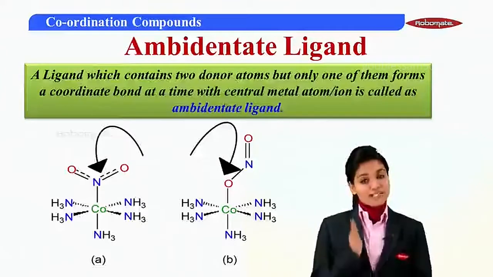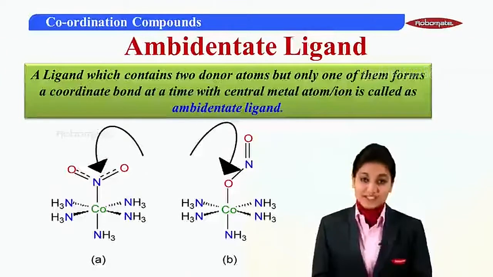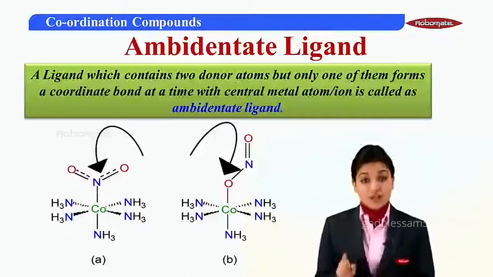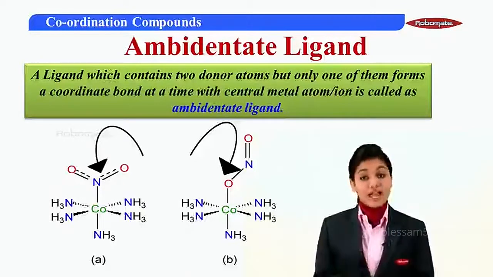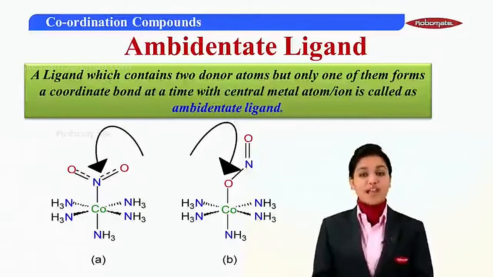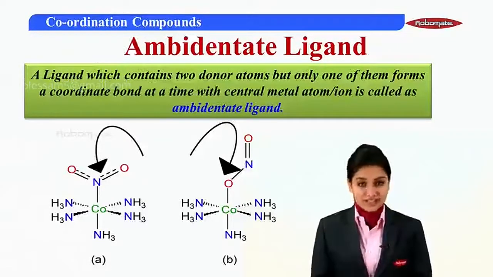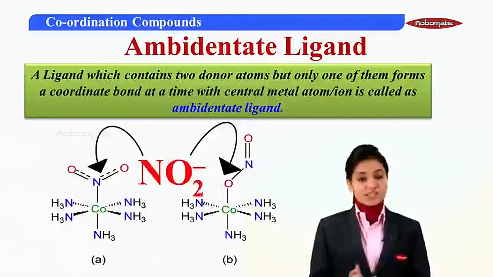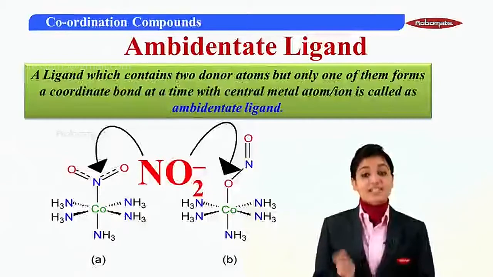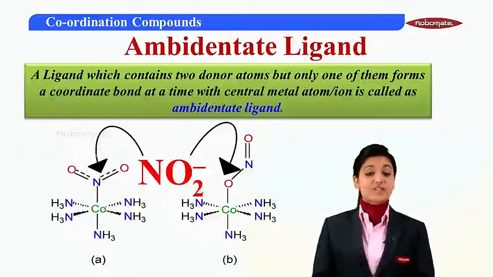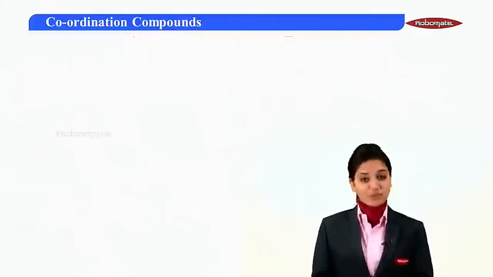So what exactly is the definition of ambidentate ligands? A ligand which contains two donor atoms, but only one of them forms a coordinate bond at a time with the central metal atom or ion, is called an ambidentate ligand. I hope we are very clear with the definition of ambidentate ligands. So in this case, the ambidentate ligand is NO2 minus. In the first case, nitrogen is acting as the lone pair donor, and in the second case, oxygen is acting as a lone pair donor.